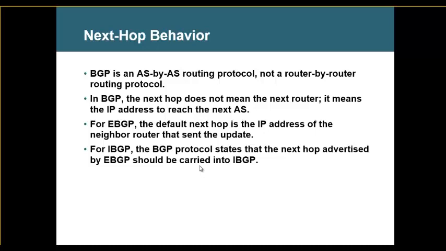See, the third point. For eBGP, the default next hop is the IP address of the neighbor router that sends the update. For iBGP, the BGP protocol states that the next hop advertised by eBGP should be carried into iBGP. What does it mean? You see, let me draw and explain.